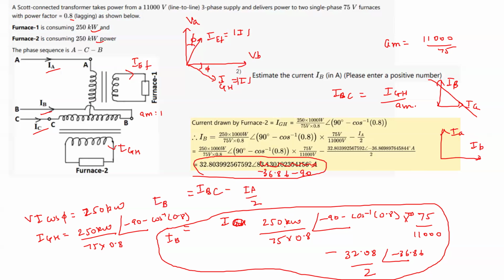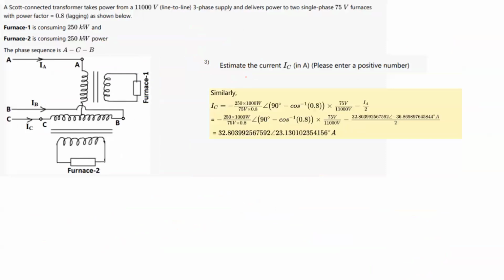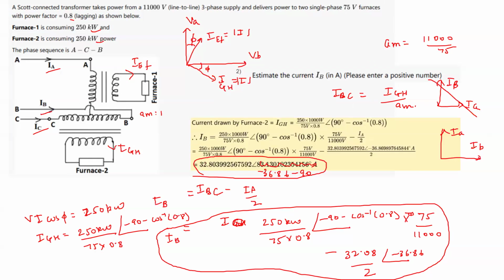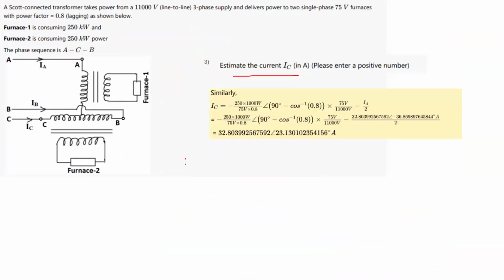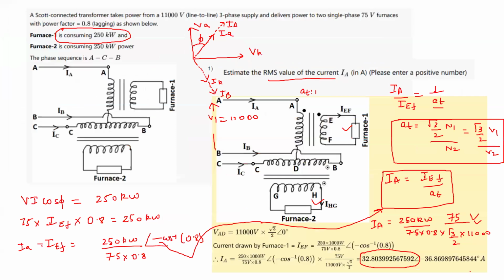Okay, now let us go here. Now again they're asking you to estimate the current IC. We know how to estimate it, because the current IC will also have the same magnitude, so you don't need to solve it again. But as per this discussion, IC is minus IB, or minus IA by 2. Okay, so you can solve like this also, but since you have already solved the previous question, you can directly enter the magnitude as the same, because it is a two-phase balanced load.